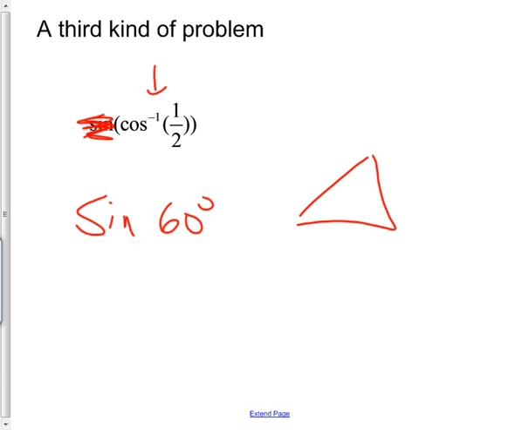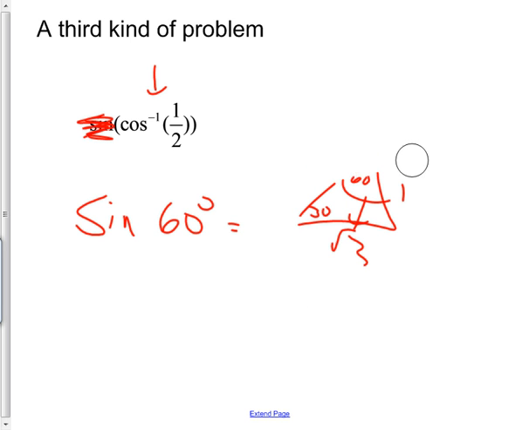If this is going to be a 30, 60, 90, I'll make that the 60, and then this is the 30, and this will be a 1, 2, square root of 3, and the sine of 60, sine is opposite over hypotenuse, and it's going to be root 3 over 2. Get that? Maybe I went too fast at the end there.